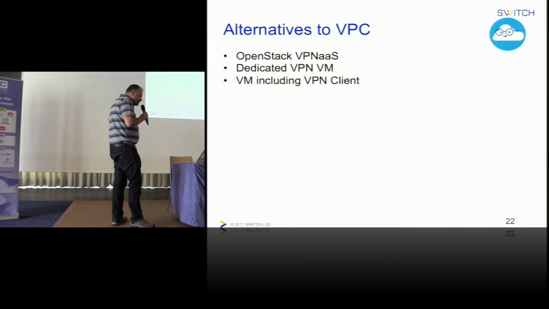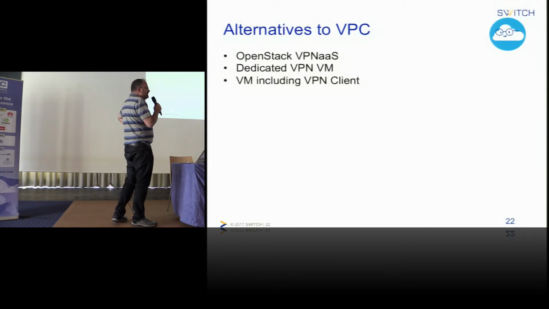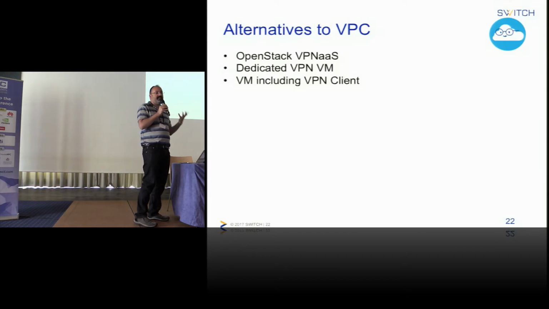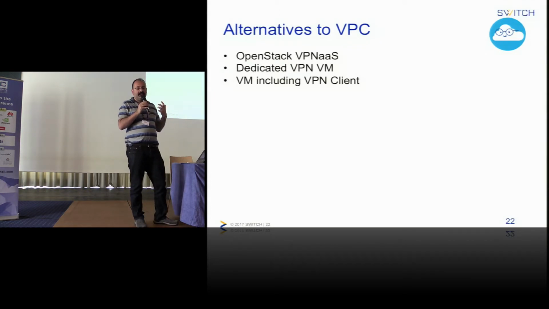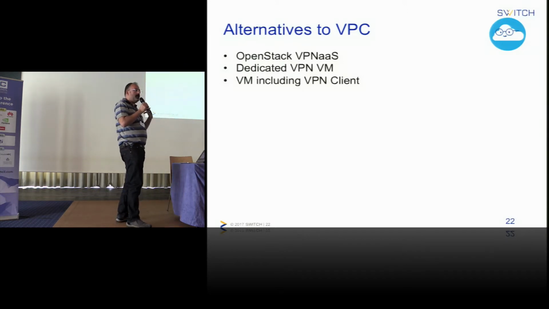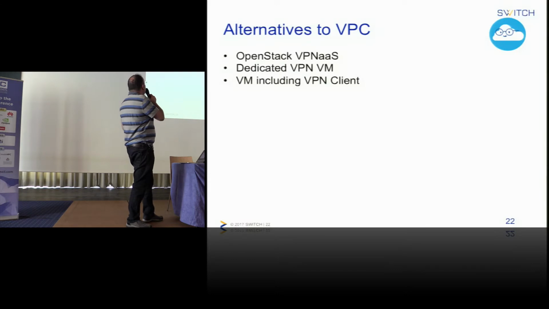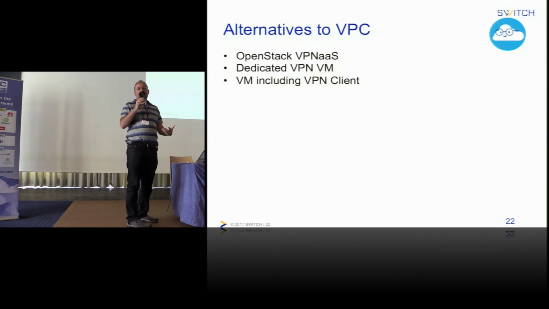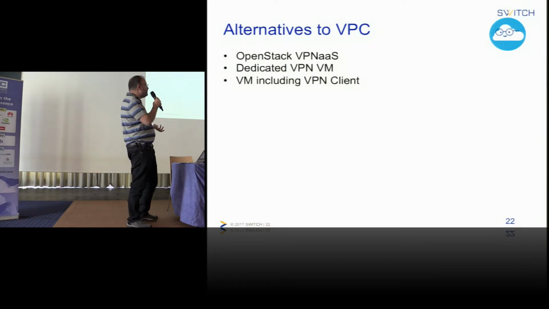We also considered the alternatives to this solution. If you want to start some VMs, and these VMs have to participate in something that you already have on premises, what can you do alone without our support? You can use the OpenStack VPN as a service, but this is not really a good idea because it's not widely deployed and also is going to be deprecated.